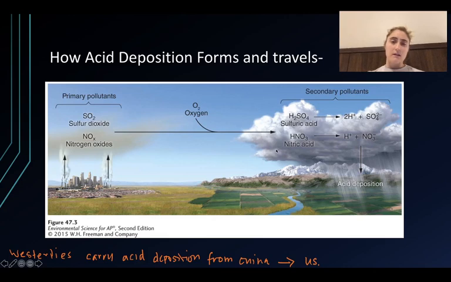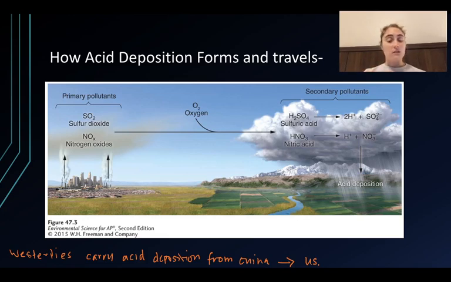Now, what's interesting, because we're talking about traveling here, a lot of the acid deposition that ends up falling down from the sky, a lot of the rain that we get here on the west coast of the United States, doesn't actually come from the emissions that we created. It doesn't come from our sulfur dioxide emissions or our nitrogen oxide emissions. Most of our emissions here on the west coast actually come from China. So the westerlies will carry that acid deposition from China all the way over to the west coast of the United States. And this could take days, it could take weeks, and by the time it gets to us, we're actually receiving their acid rain.